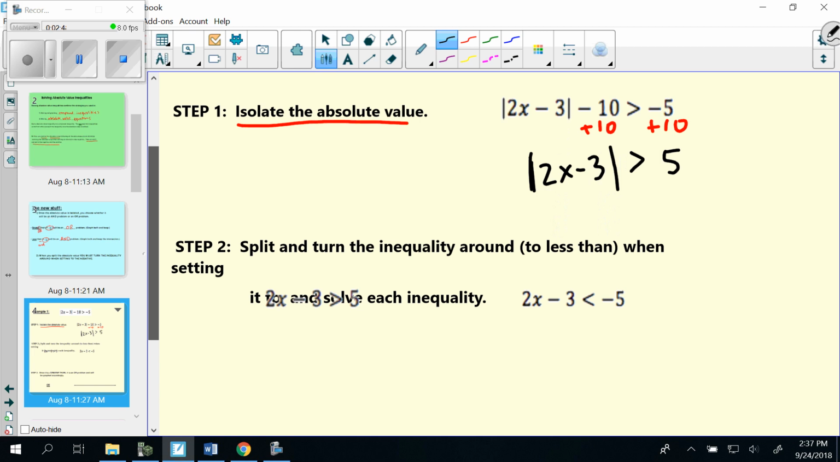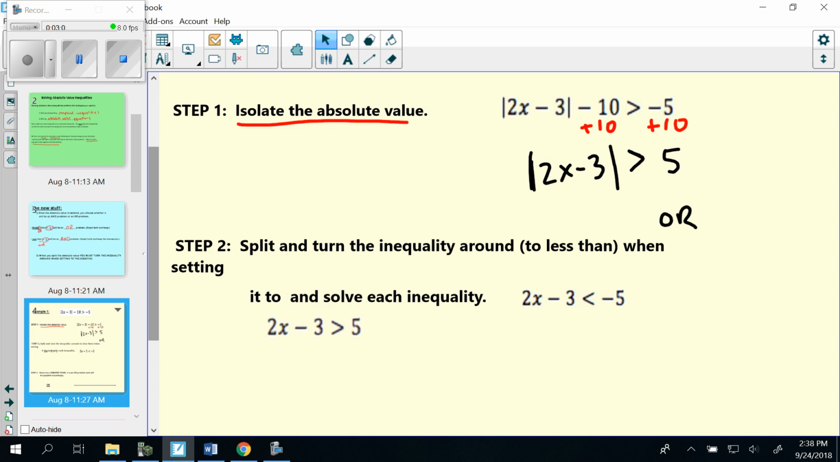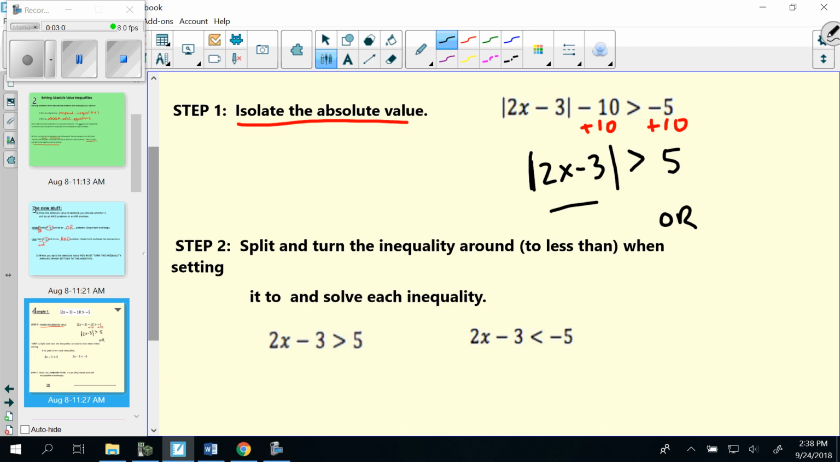Okay, and here's where you're going to want to make a decision. Is it an AND or an OR problem? Well, this one's a greater than symbol. Greater or kind of sounds like or. So this one's going to turn into an or problem. So we end up with two things. One, that this 2x minus 3 can be greater than 5.